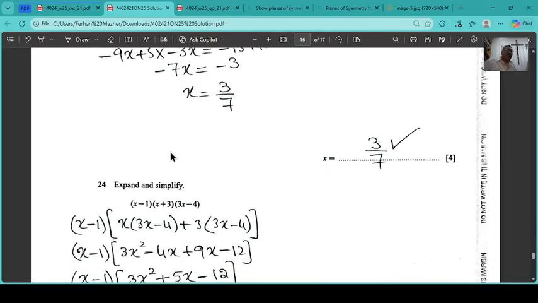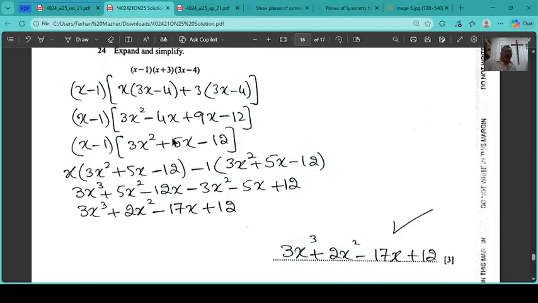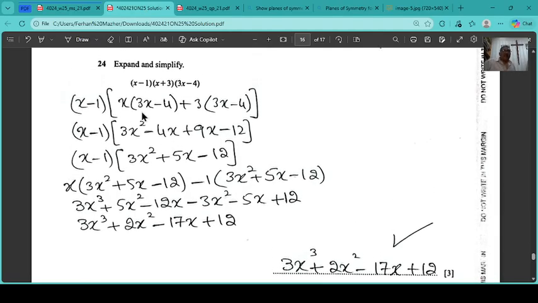The methodology is very, very simple. Let me show you how this is done. So what I will do, x minus 1, I will take this bracket aside, put a square bracket here. I'm going to first of all multiply these two brackets with each other. So when I multiply these two brackets, I will get 3x squared minus 4x plus 9x minus 12. Keep this square bracket here. So with x minus 1, that will be 3x squared plus 5x minus 12.